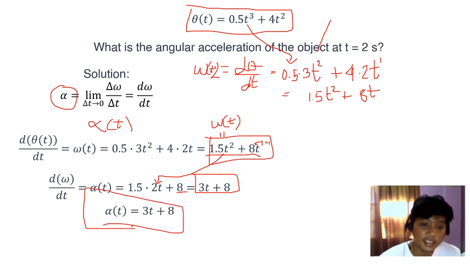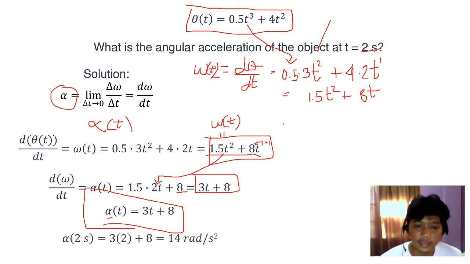And do we still need to derive this? No. Because we can get the angular acceleration if we substitute 2 seconds and we get 14 radians per second squared.